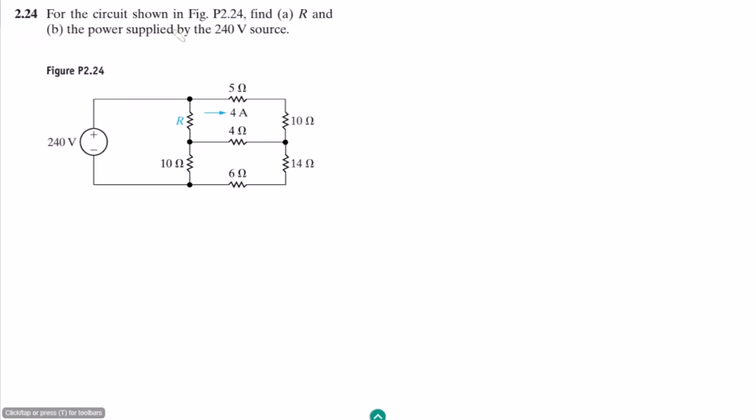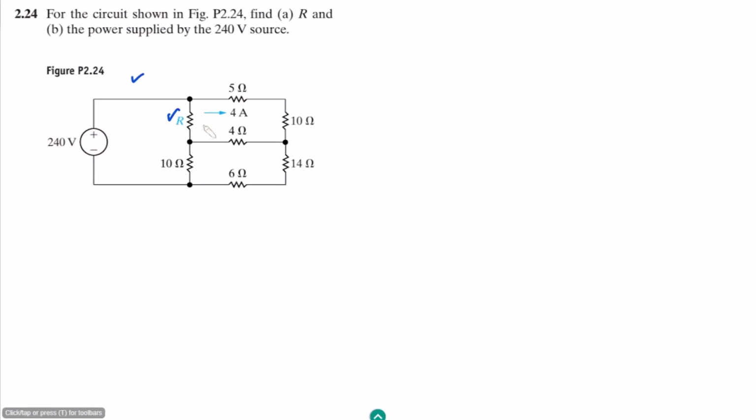So this is question 2.24 of our book Electric Circuits by Nilsson, and the statement of our question is: for the circuit shown in figure P2.24. So this is the figure, and here we have to find R. After finding it, part B is the power supplied by the 250 volt source. The only source here is this voltage source, and we have to find the power supplied by it as well.